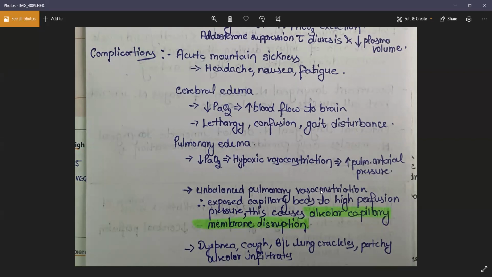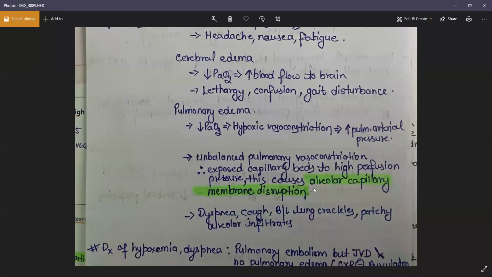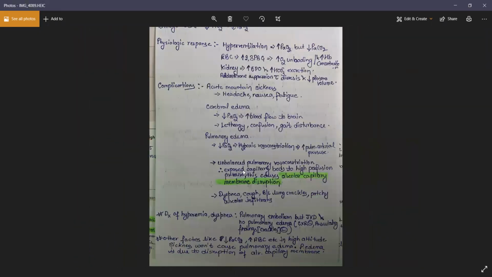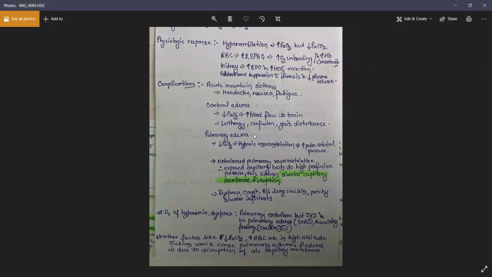Pulmonary edema can also happen because of uneven, or you can say unbalanced, vasoconstriction. As a result, at some places the vasoconstriction will be normal, but at some places vasodilation will occur, which will cause more blood flow to that area. That will disrupt the alveolar membrane, and more blood leakage will happen. What you will get is bilateral crackles, alveolar infiltrates, dyspnea and cough, but without any fever. If the fever is not present, that means the patient is not having pneumonia, right? Right. So that's how you know the patient at high altitude is having high altitude sickness complications.